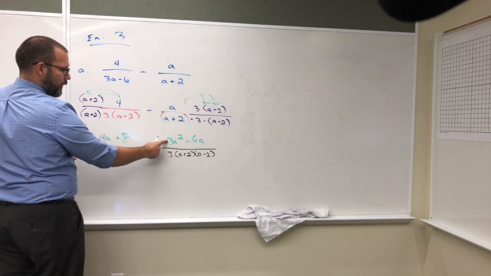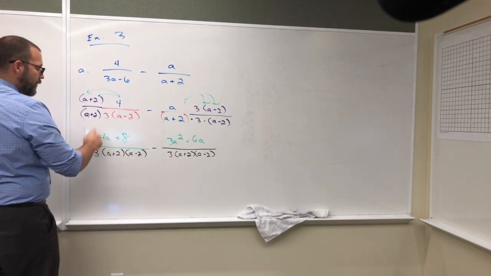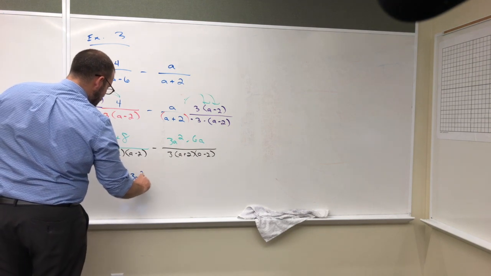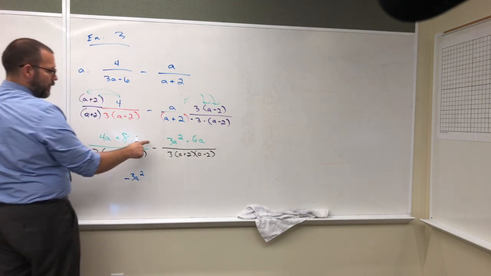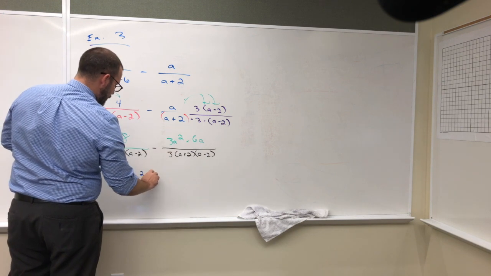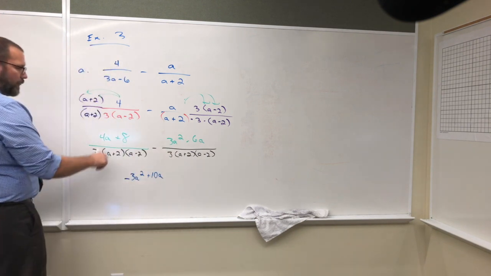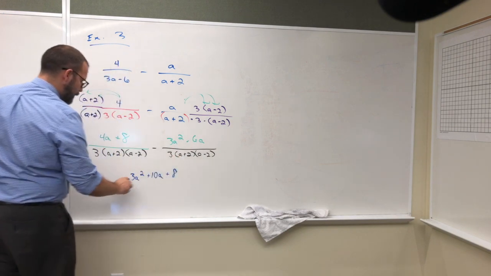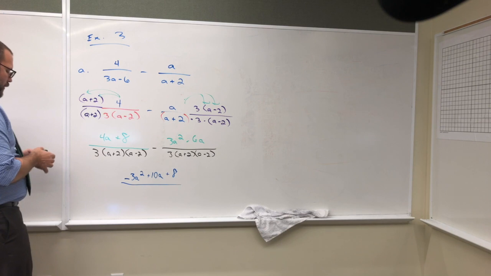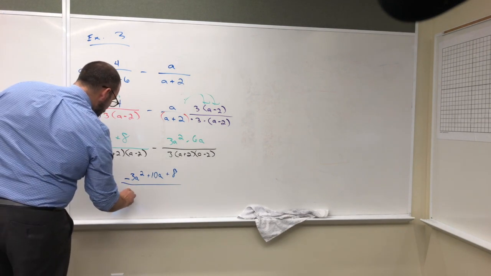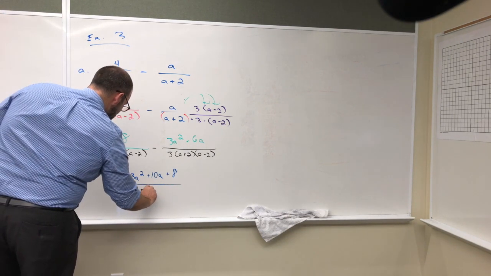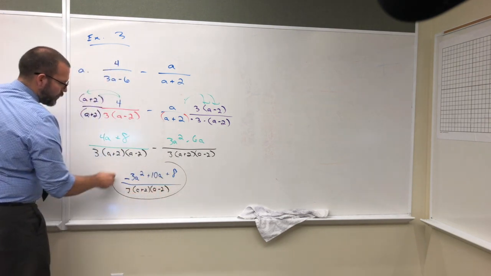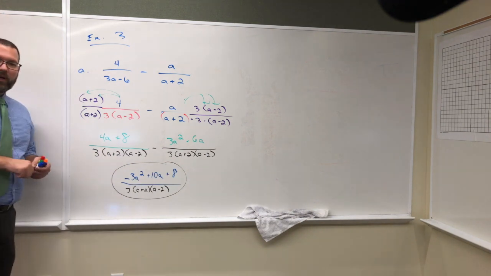Nothing, for example, I'm doing my 3a squared first. Nothing minus 3a squared is negative 3a squared. 4a minus negative 6a is plus 10a. 8 minus nothing is 8. And of course my denominator is going to be that same expression, 3 times a plus 2 times a minus 2. And again, at this point, presuming that's in most simplified form, we're done.